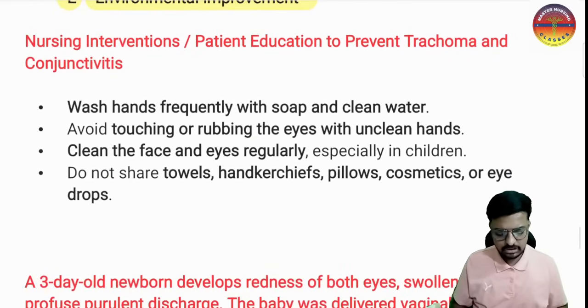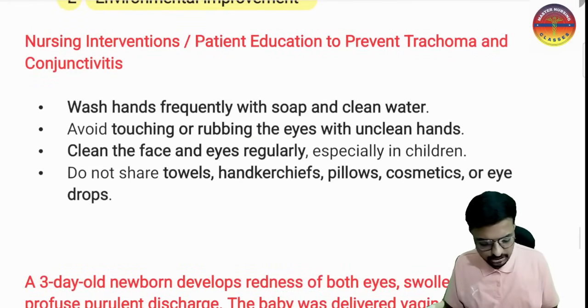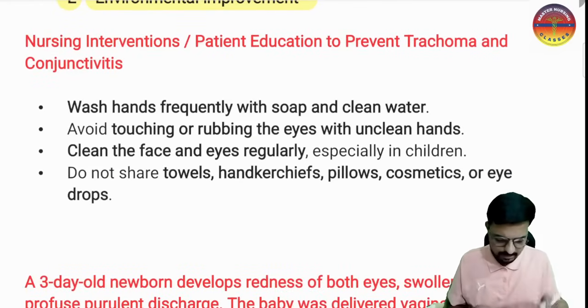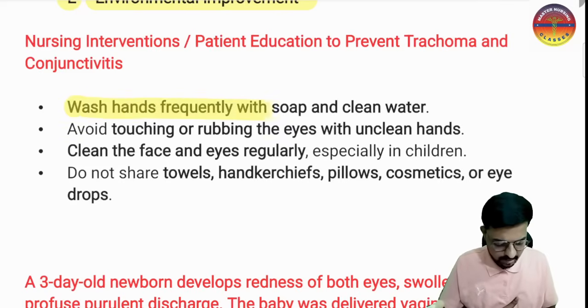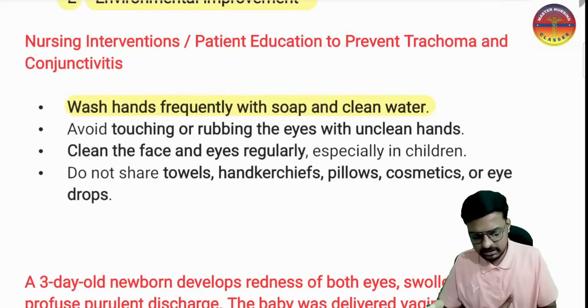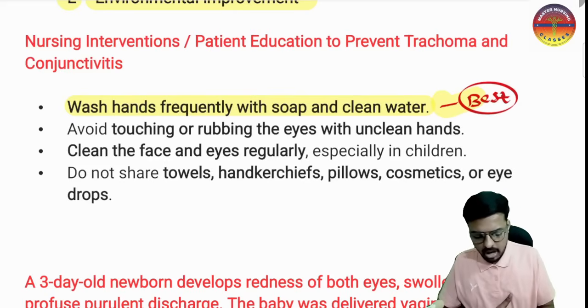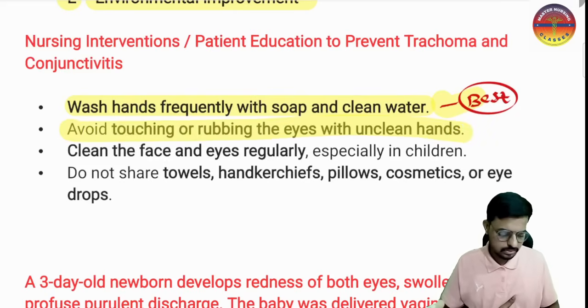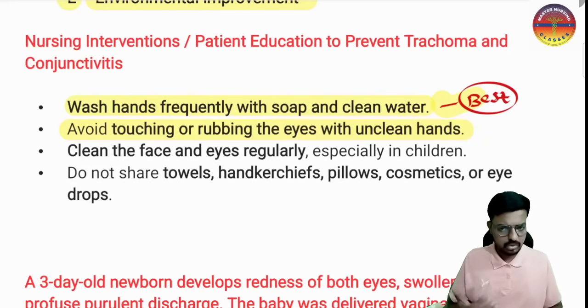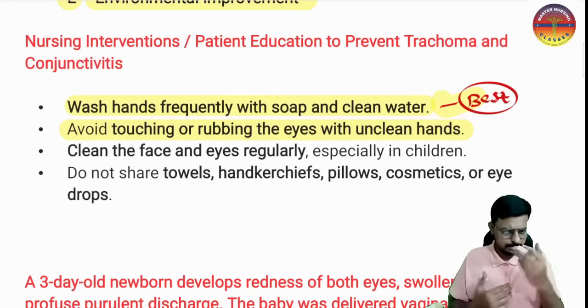And the nursing interventions we have is patient education to prevent trachoma. Same thing I already told: wash hands very frequently with soap and water. This is a very important intervention, and always the best intervention. Along with this, avoid touching or rubbing the eyes with unclean hands, and don't use one cotton or one tissue paper for repeated cleaning.